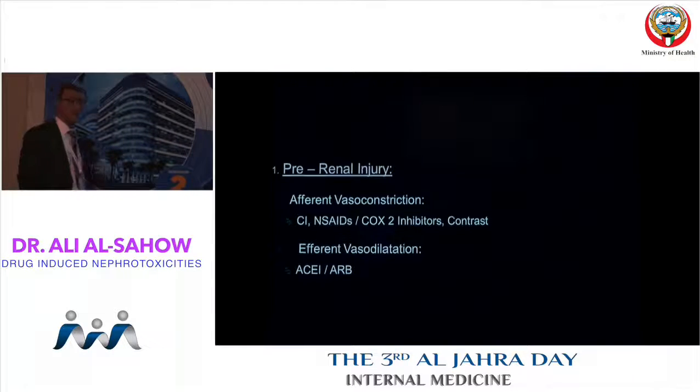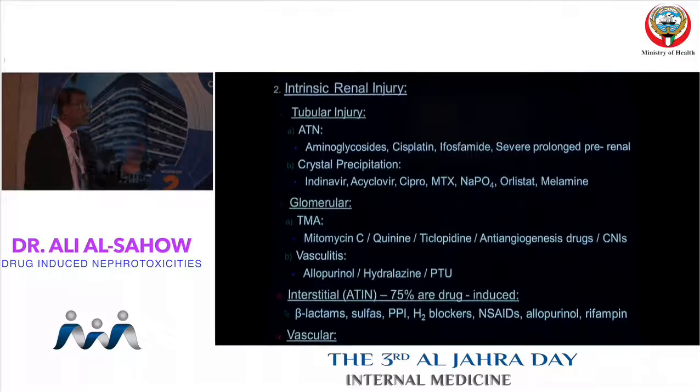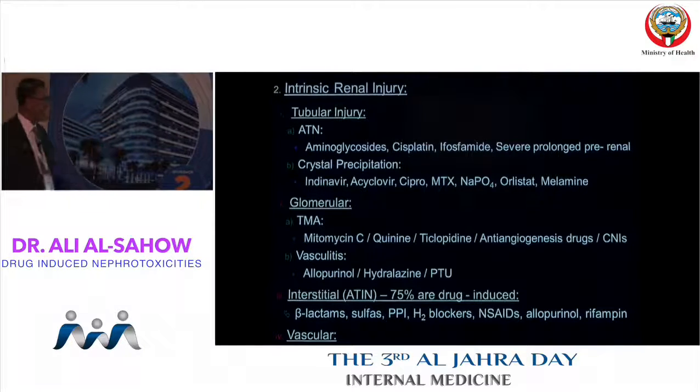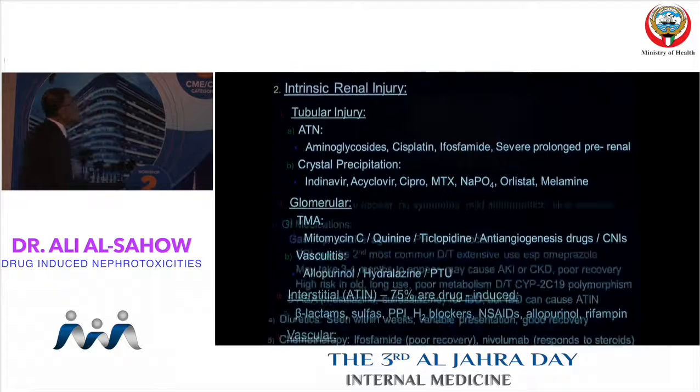So pre-renal, either afferent vasoconstriction from non-steroidals and calcineurin inhibitors or contrast, or efferent vasodilatation from the ACE-ARBs. Intrinsic tubular injury can be necrosis from aminoglycosides or crystal precipitation from acyclovir, glomerular thrombotic microangiopathy, there's a long list of drugs, or actual vasculitis from allopurinol, hydralazine, and others. Acute tubular interstitial nephritis. More than 3/4 of the cases are drug-induced. There are others, infectious and autoimmune, but it's mainly drug-induced. And vascular injury, cholesterol atheroembolism, for example.